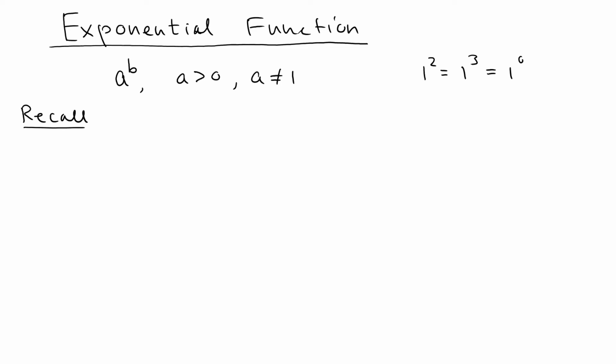So for example, how to find 2 to the cube? 2 to the cube means 2 times 2 times 2. So you multiply 2 three times, so you get 8.